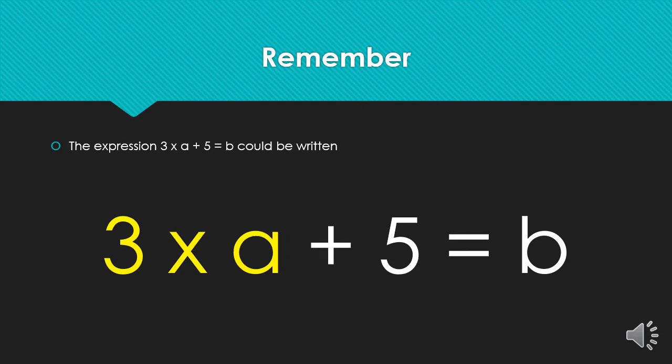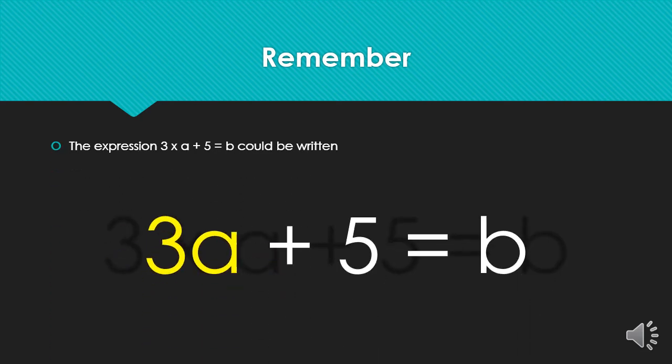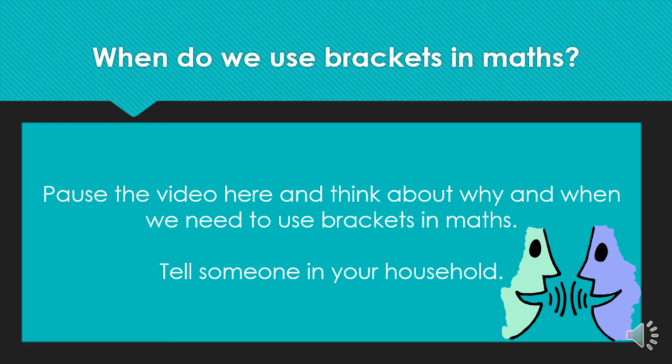So remember, last week we talked about how when we have a letter and a number which are multiplied together, when they sit side by side, instead of writing it like this, 3 times a plus 5 equals b, instead it can be written as 3a plus 5 equals b. We don't need that times symbol between them, but the number must go first. So, quick recap of something we discussed last week.